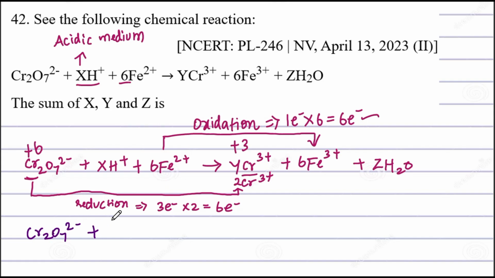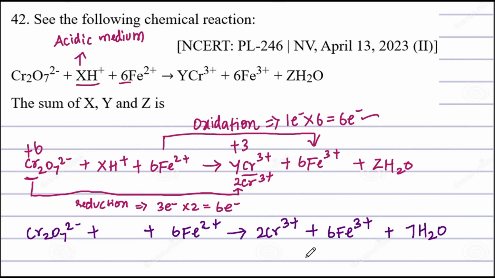Cr2O7 2 minus plus 6Fe2 plus gives 2Cr3 plus plus 6Fe3 plus. So now you have to balance the oxygen atoms, then the hydrogen atoms. So how many oxygen atoms are present in the reactant side? 7 oxygen atoms are there. So in product you have to write 7H2O. Then how many hydrogen atoms are present in the product side? 7 into 2, 14 hydrogen atoms are present. So in reactant side you have to write 14H plus.